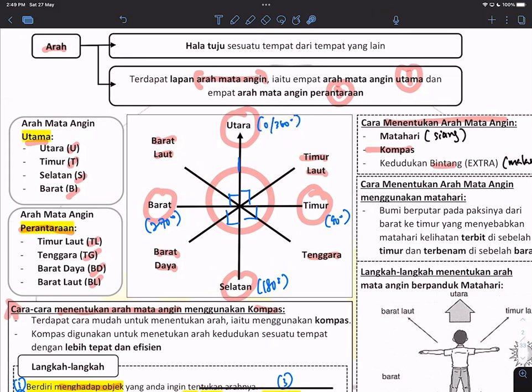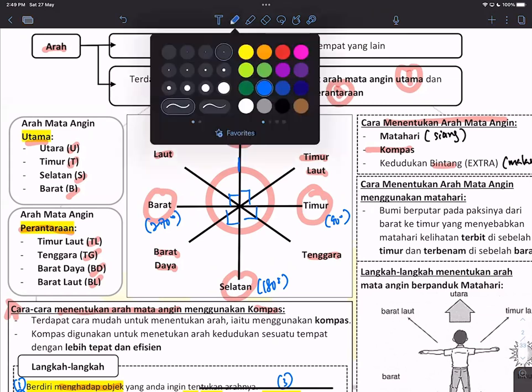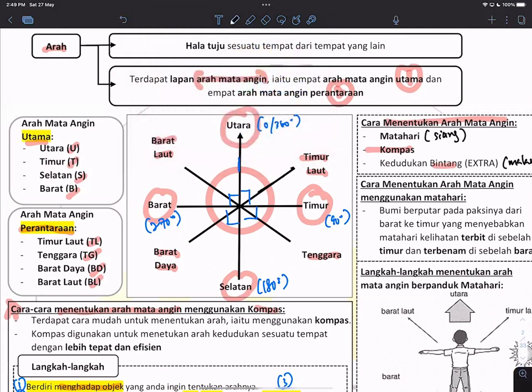Yeah, so the next one, guys. Anyone want to try? Emily, Kaishon, Olives. What is the arah mata angin for in between? In between of north and east, known as timur laut, right? So which means half of 90 will be 45.